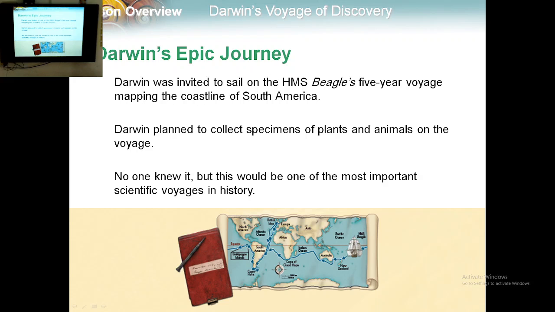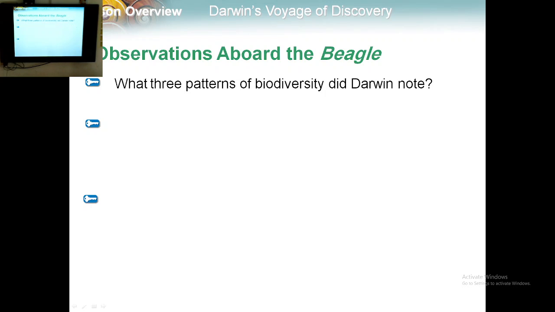So Darwin was invited to sail on the HMS Beagle, a five-year voyage mapping the coastline of South America. So he wanted to map the coastline of South America. Darwin planned to collect specimens of plants and animals on the voyage. So he collected many specimens of plants and animals from the sites he visited. No one knew it, but this would be one of the most important scientific voyages in history.